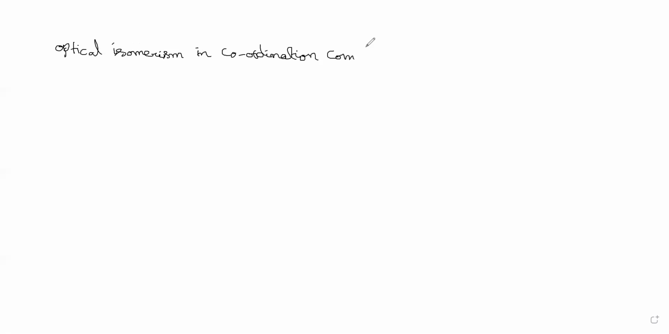Okay, ma. So in this, what you have to know is how to draw the optical isomer. If you practice that, there are some 2-3 examples, that is sufficient. You don't have to worry too much about the other things.